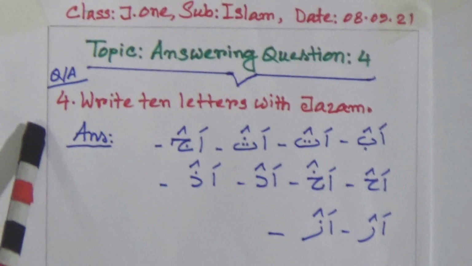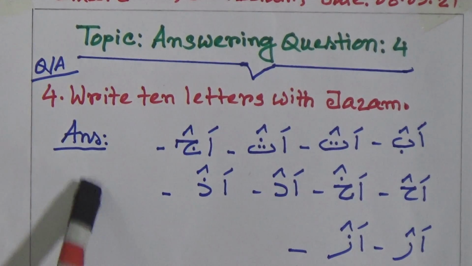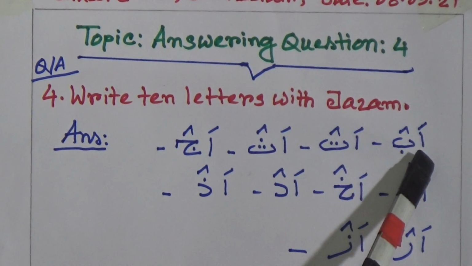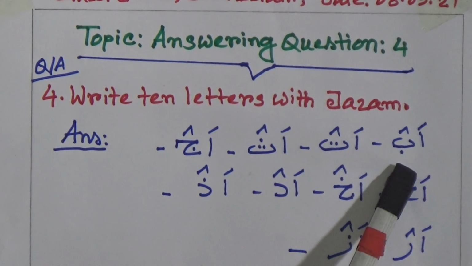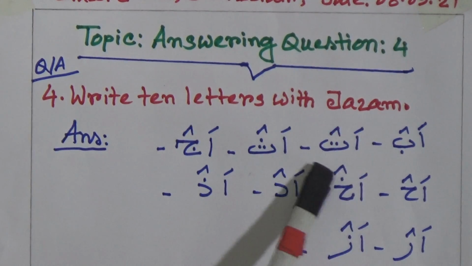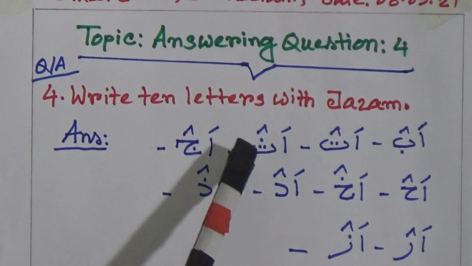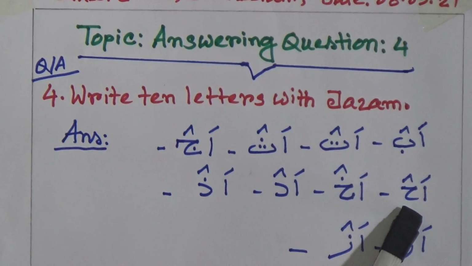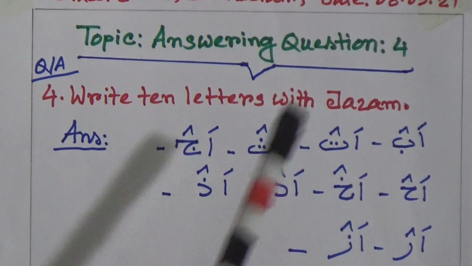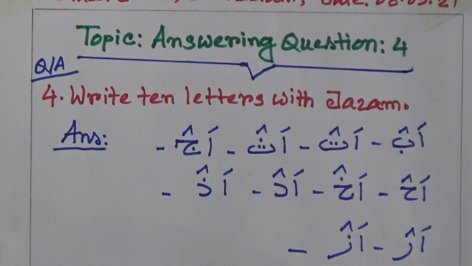Answering question number 4, write 10 letters with jazm, and the answer is, here we will say Hamza instead of alif. Al Hamza ba jabar ab, Hamza ta jabar at, Hamza tha jabar at, Hamza jim jabar aj, Hamza ha jabar ah, Hamza kha jabar akh, Hamza dal jabar ad, Hamza dal jabar ad, Hamza ra jabar ar, Hamza za jabar az.